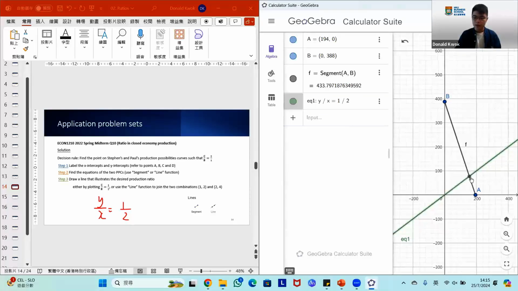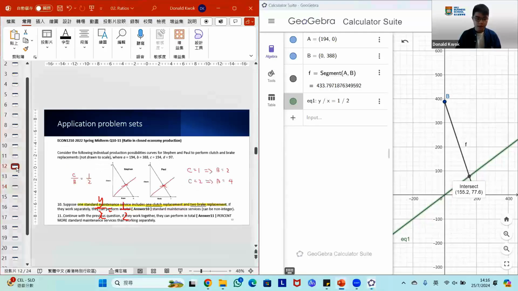Right. So this point here illustrates the production of clutch and brake for Stephen. He can perform 77.6 clutch replacements and 155.2 brake replacements. So in total, Stephen can perform 77.6 standard maintenance services.